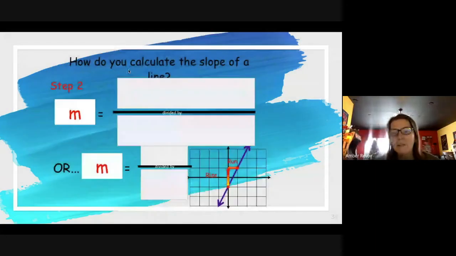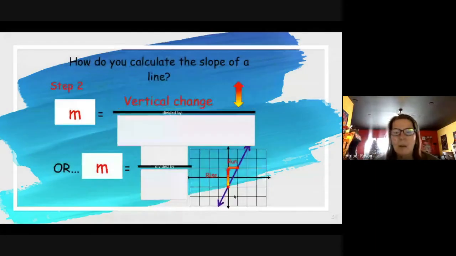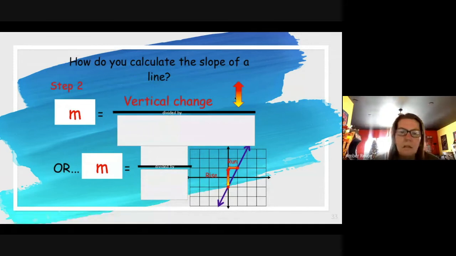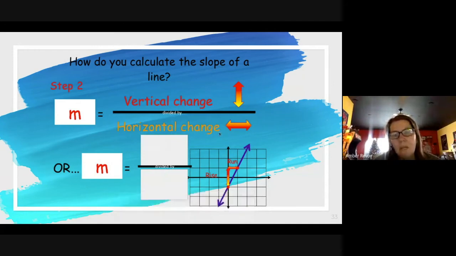So here, how do you calculate the slope of a line? We take our vertical change, that's our up and down. Either way, it can be up or it can be down. That's our vertical change. Think about that in basketball. You talk about vertical, and that vertical is how high they can go up, how high they jump up. So that's the up or down. Then you've got your horizontal change, which is your run. That's what you're running.